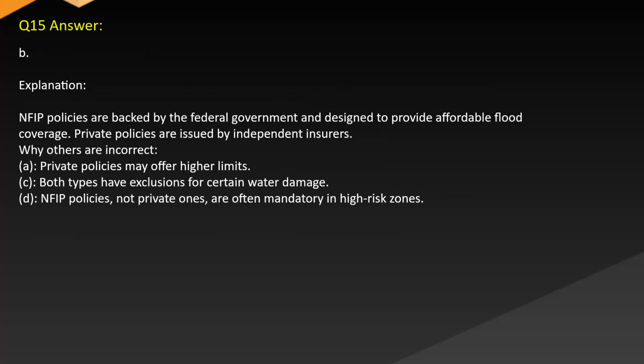Answer: B. Explanation. NFIP policies are backed by the federal government and designed to provide affordable flood coverage. Private policies are issued by independent insurers. While others are incorrect. A. Private policies may offer higher limits. C. Both types have exclusions for certain water damage. D. NFIP policies, not private ones, are often mandatory in high-risk zones.